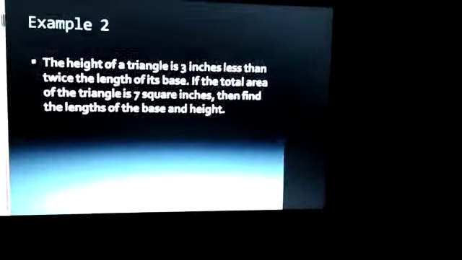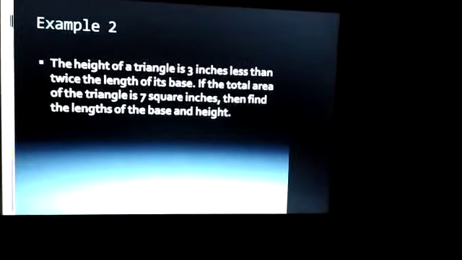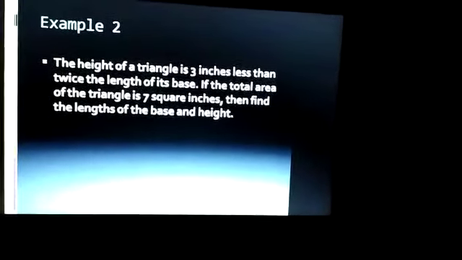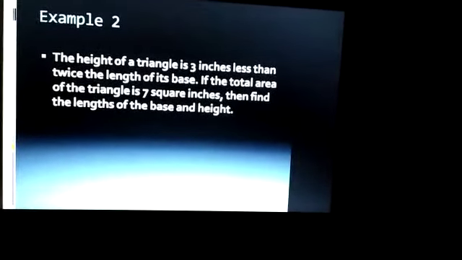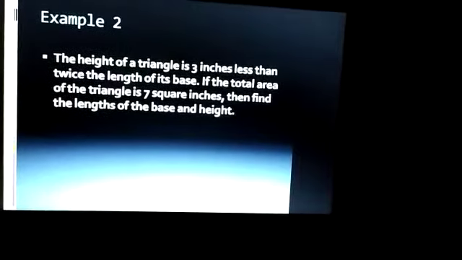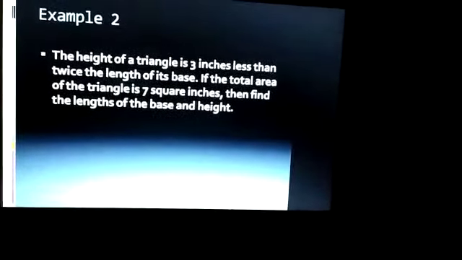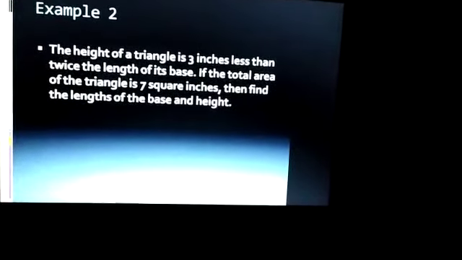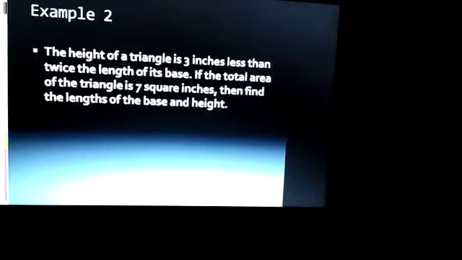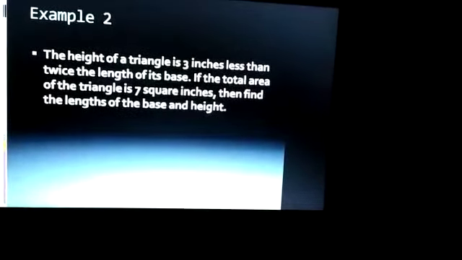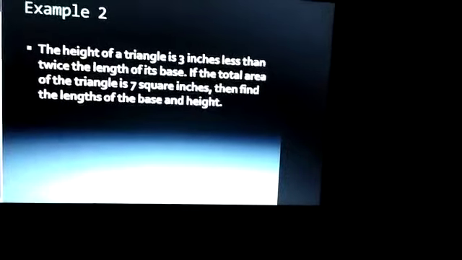Now we go to the next example. Let me read the question. The height of a triangle is 3 inches less than twice the length of its base. If the total area of the triangle is 7 square inches, then find the lengths of the base and height. So now here again we have been given the height in terms of base, and the area of the triangle is given.